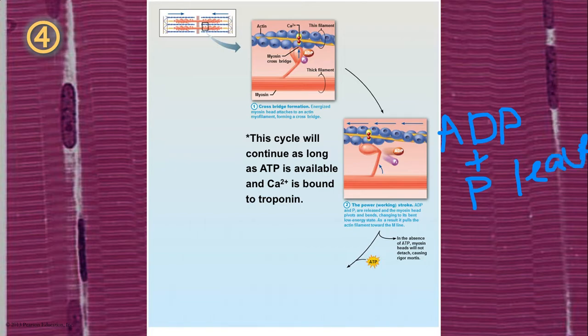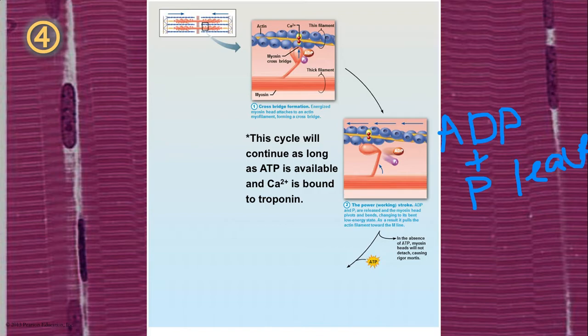Okay? When the ADP and phosphate leave, the myosin head bends. This is called the power stroke. Okay? And it's written there small underneath the picture. So when ADP and phosphate leave, myosin head bends, and you get a power stroke. Okay, now that's lovely. Now we still have myosin bound to actin, and he's bent as far as he can go. What are we going to do next?